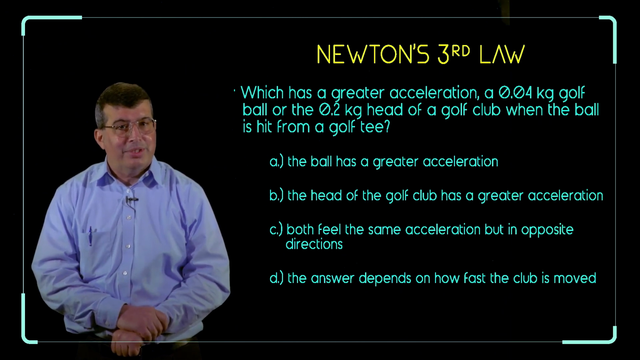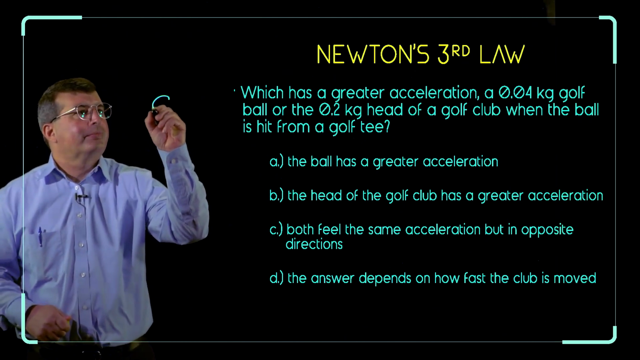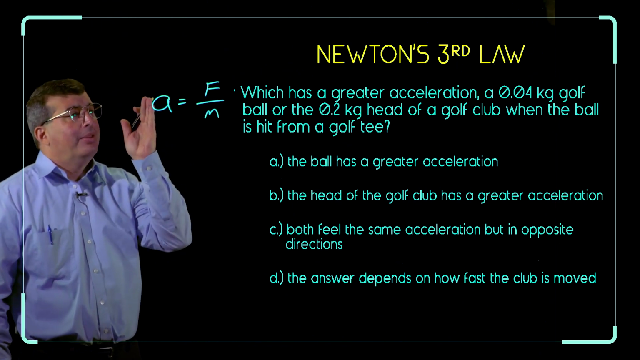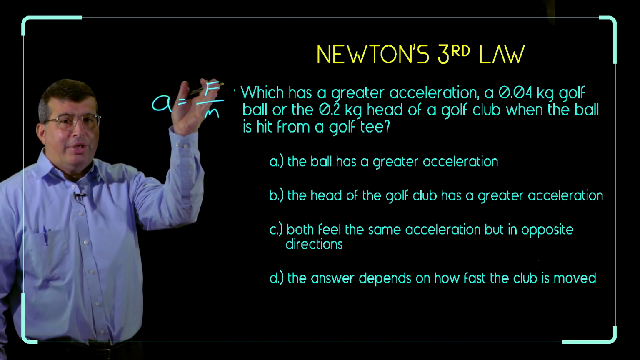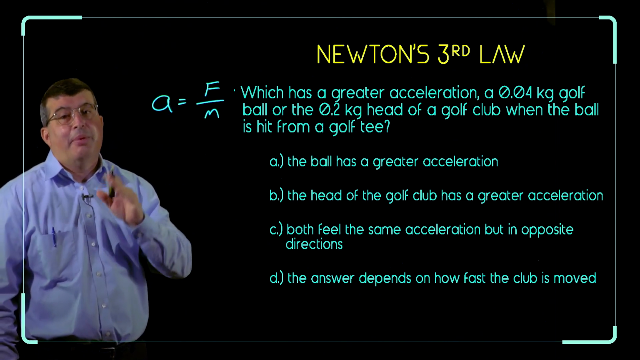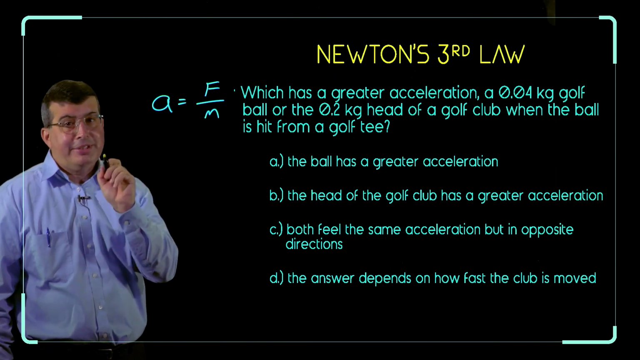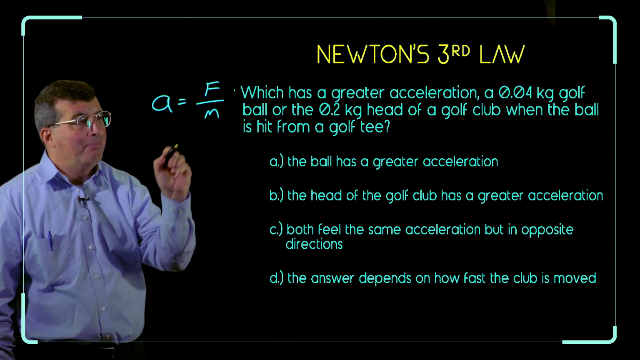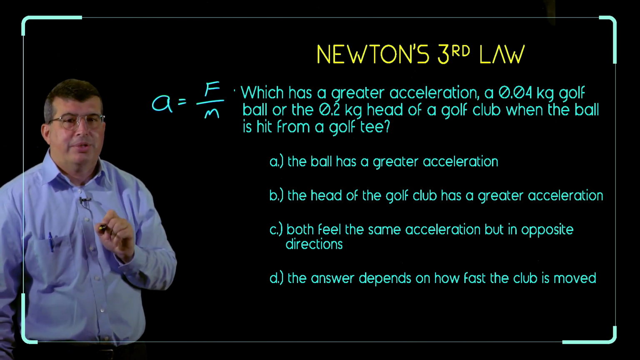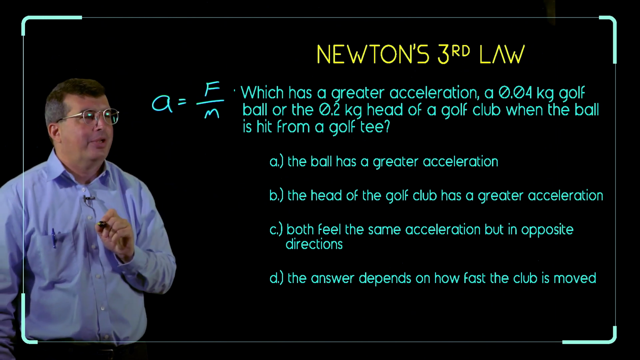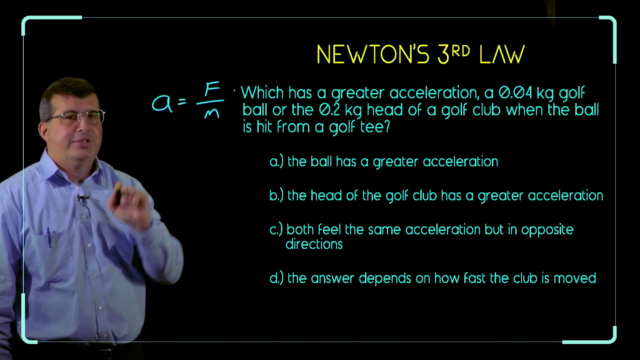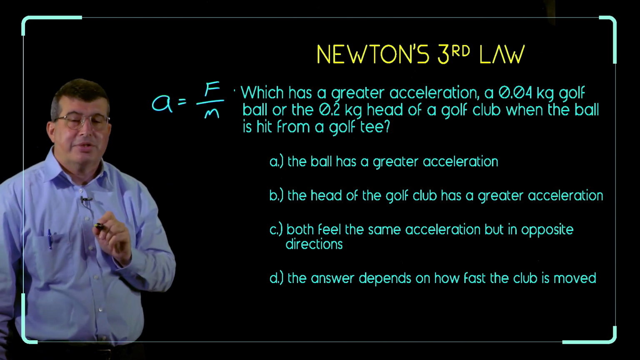Okay, now we're talking about acceleration. And remember that acceleration is equal to the unbalanced force divided by the mass. Both the golf club and the golf ball feel the same force. So the force is the same for both of these. The amount of force is the same for both of them, but this time they have a different mass. Mass is in the denominator. So if we divide by a bigger number, we'll get a smaller acceleration. If we divide by a smaller number, we'll get a bigger acceleration. So the one that has the smaller mass will have the greater acceleration for the same force.